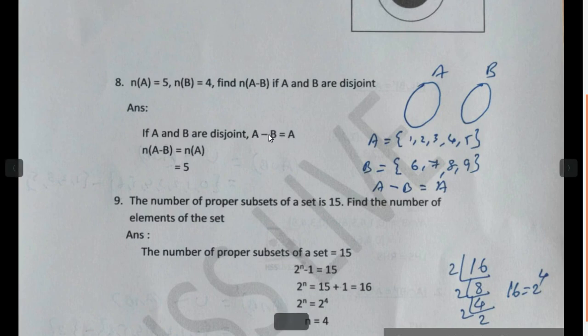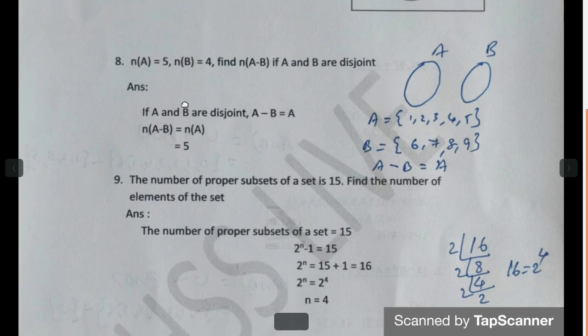Then number of A difference B means the number of elements in the set capital A, which is 1, 2, 3, 4, 5. So the answer is 5. Right.